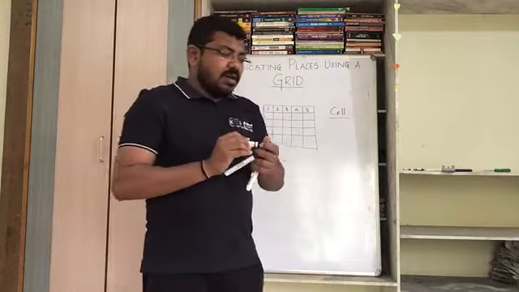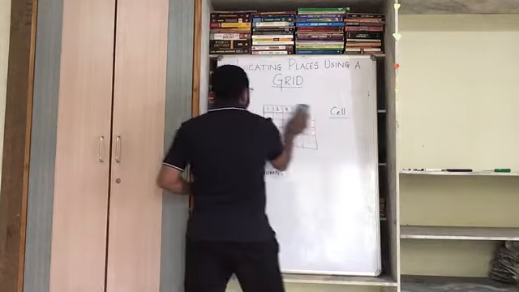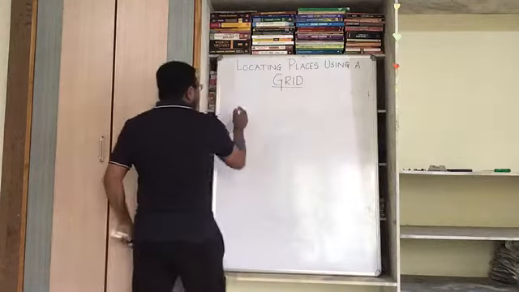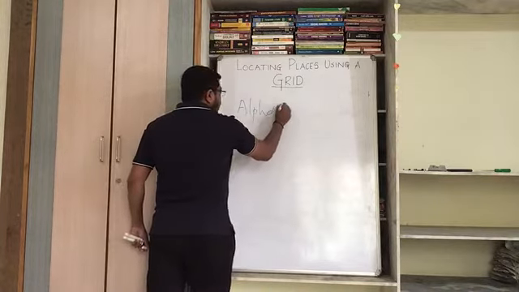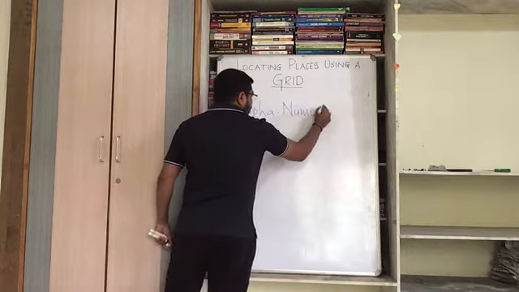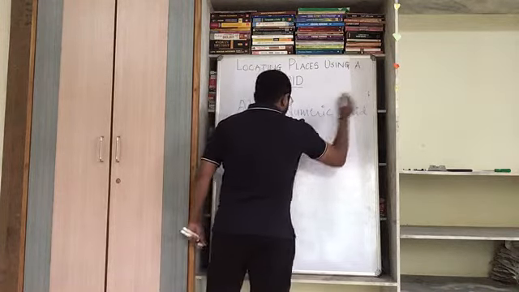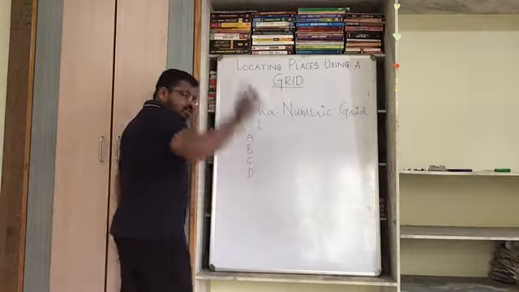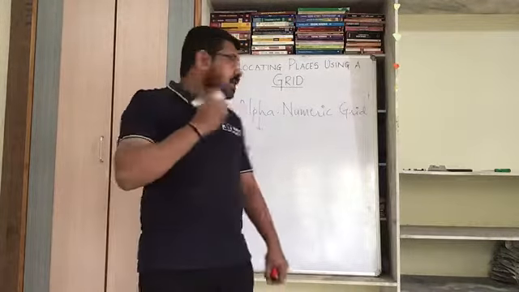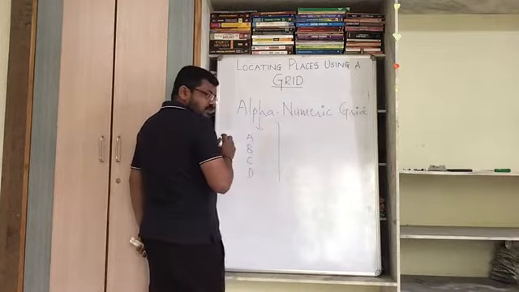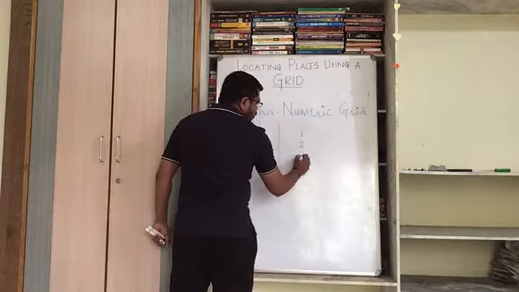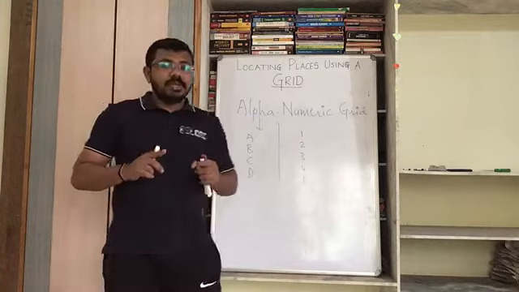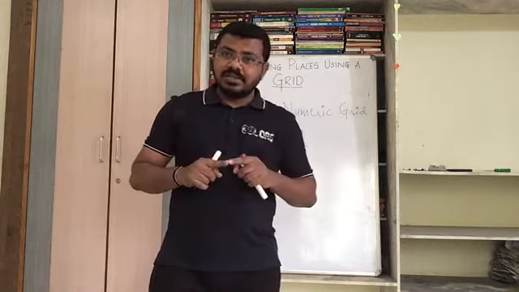Now there is a particular kind of location which is known as alphanumeric grid, to find out location by using alphanumeric grid. Now what is alphanumeric grid? Alphanumeric grid means we have the letters like A, B, C, D up to Z. These are alphabetical letters. Then we have numericals like 1, 2, 3, 4, 5. So this way we have alphanumeric grid. When the alphabetical order and the numerical order both are used, it is called alphanumeric grid.